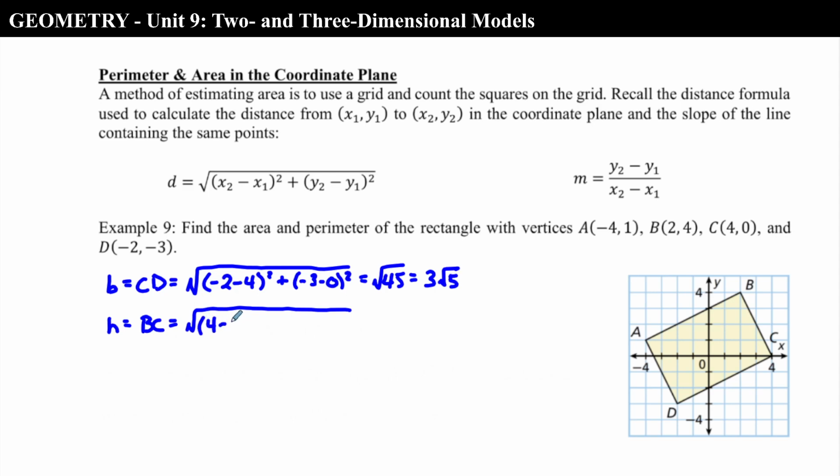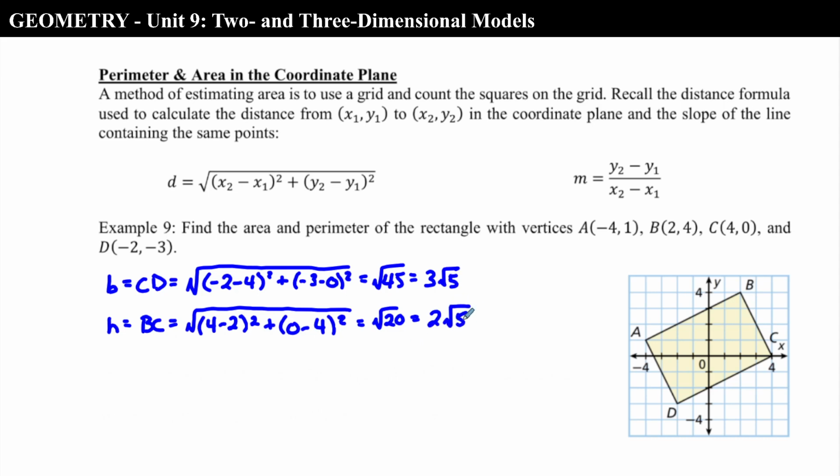So you've got 4 minus 2 squared plus 0 minus 4 squared. Again, we're just using the distance formula to find the length of this using the coordinates here. So here we have the square root of 20, which reduces down to 2 square root of 5.